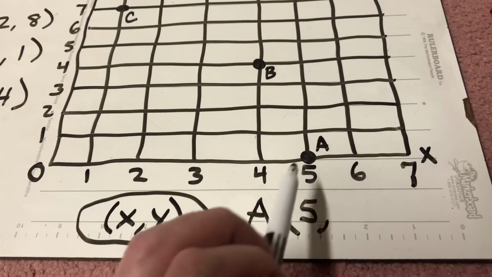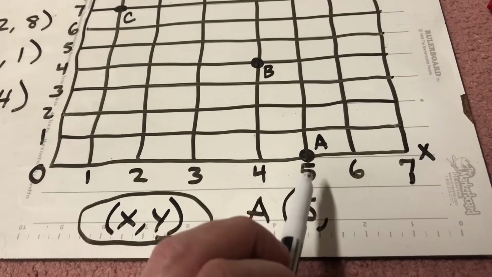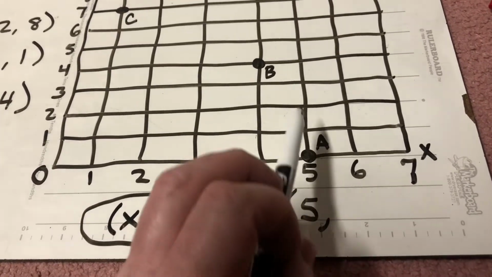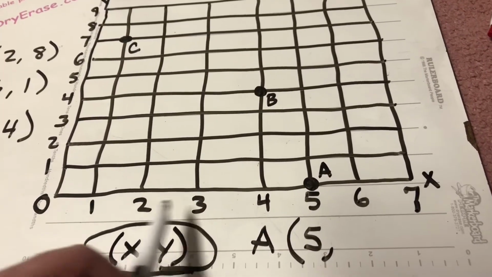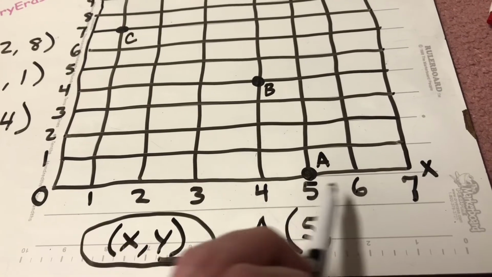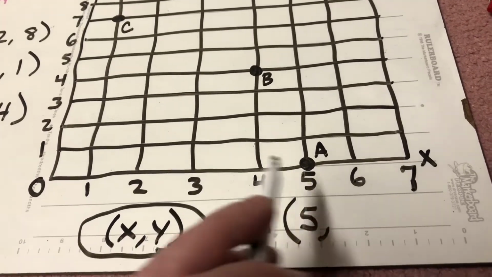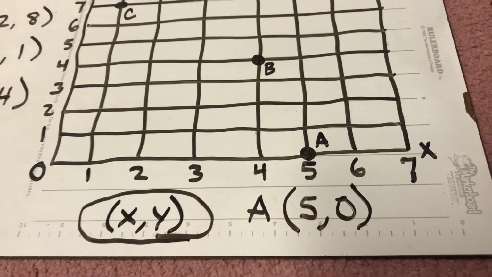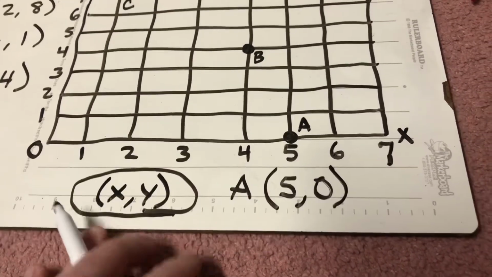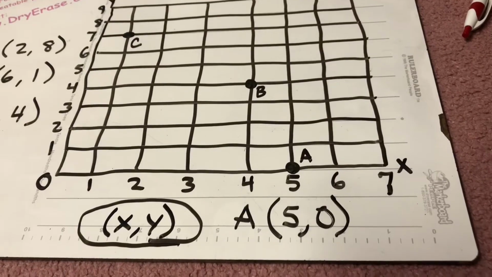Then I ask, how far up or down do I go? Of course, today we're only going to be going up because we're only dealing with positive numbers. And I see that I don't go up any. I'm right here on the x-axis. And when I'm right here on the x-axis, my y-coordinate is going to be 0. So my ordered pair for point A is 5, 0.